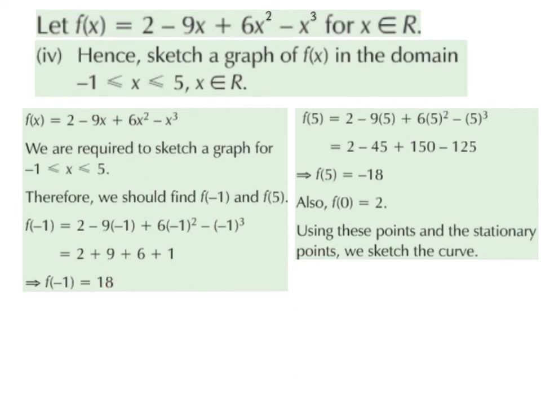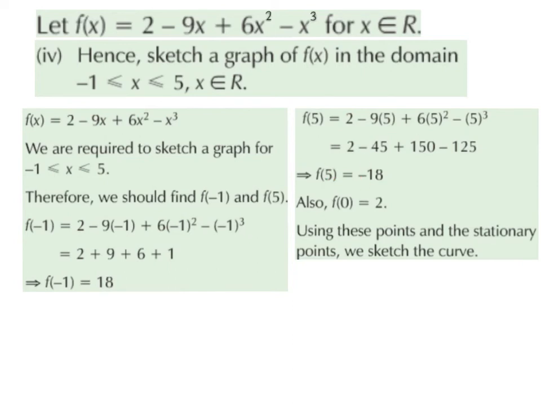We also sub in the x value of 5, so we'll sub into the original function. So we'll have 2 minus 9 times 5 plus 6 times 5 squared minus 5 cubed, giving us 2 minus 45 plus 150 minus 125, giving us minus 18. So f of 5 is going to be minus 18.